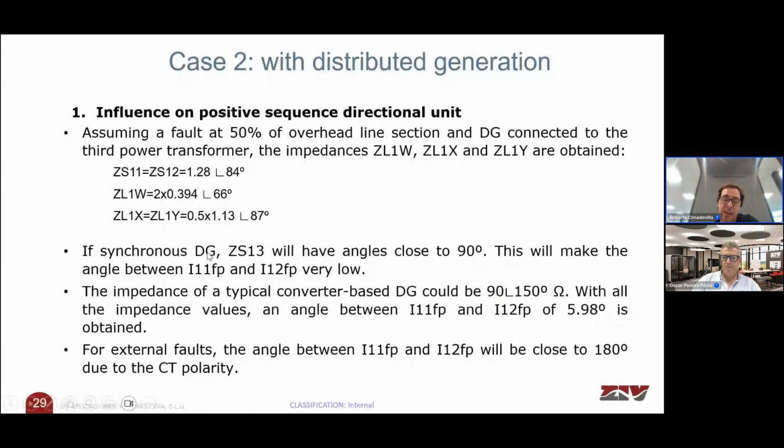And if we consider a synchronous distributed generation, whose positive sequence impedance angle is close to 90 degrees, the angle between the currents will be around 0 degrees. And if we consider an inverter-based generation with an angle around 150 degrees, we can get an angle between the faulted currents of around 6 degrees, which indicates an internal fault. And for the external faults, the angle between the currents obtained was close to 180 degrees, so allowing the detection of an external fault.